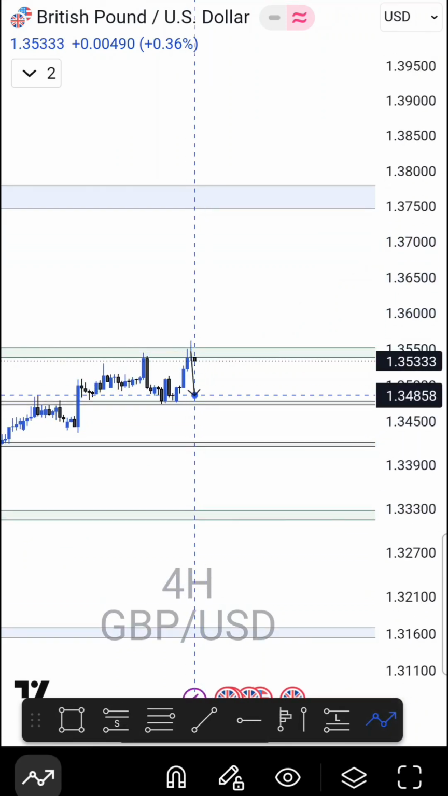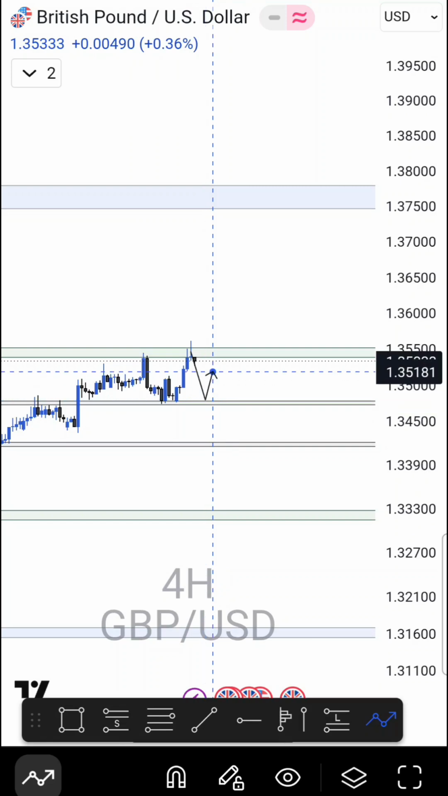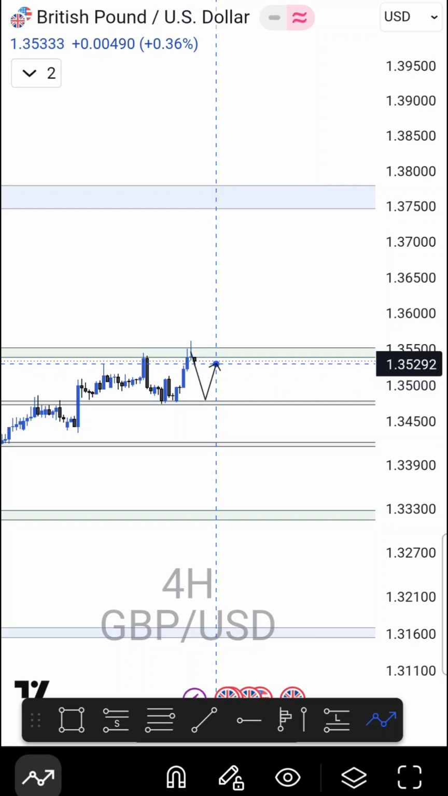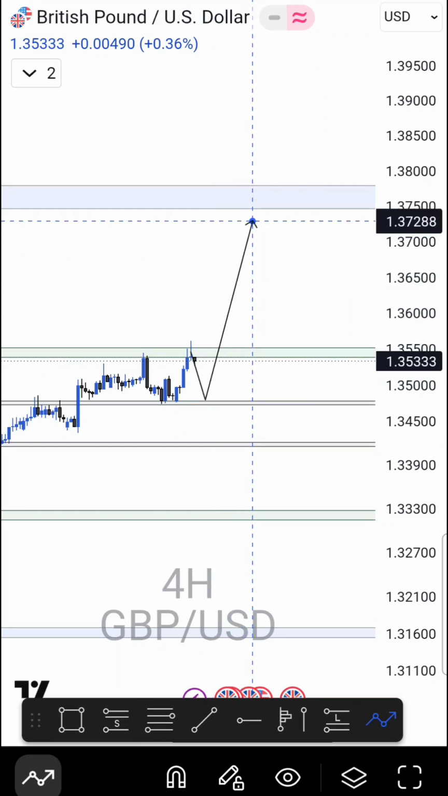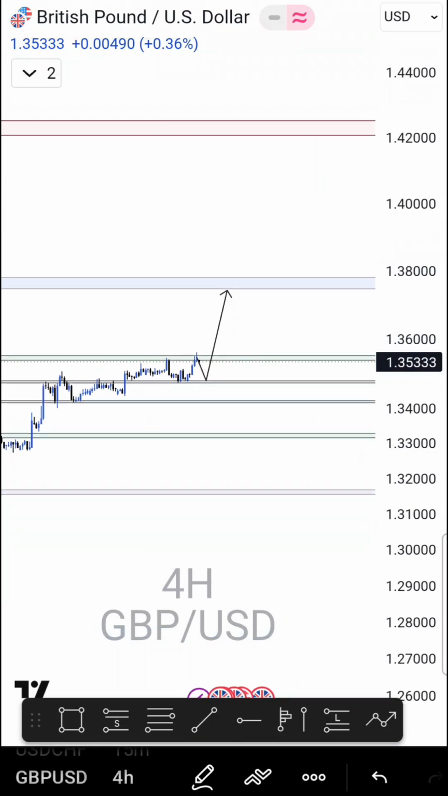So when I get a pullback here, and price gives me confirmation, either a bullish engulfing candle, morning star, or bullish pin bar, I am looking to pull my trigger all the way to the upside. So I'm looking for buying opportunities this week on GBP USD.